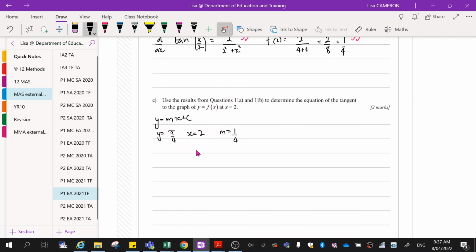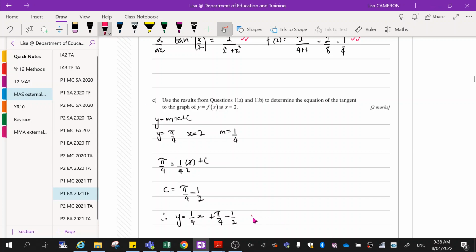So all I have to do now is substitute this information back into my expression, and then I'm going to rearrange and get c on its own so that I can restate it in terms of y equals mx plus c. So pi on 4 is equal to a quarter times 2 plus c. So c is going to be equal to, now this can cancel out with this, so it'll just become a half there, and I'm going to move this to the other side, so it'll become pi on 4 minus a half. So therefore, y equals a quarter x plus pi on 4 minus a half.